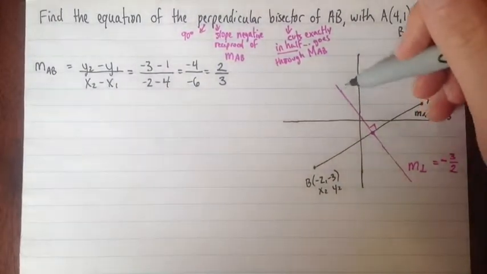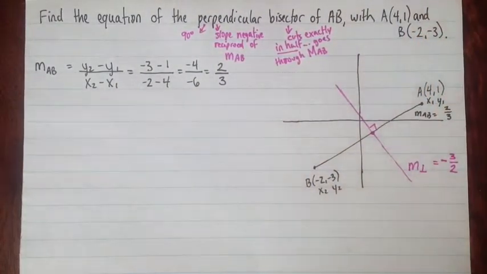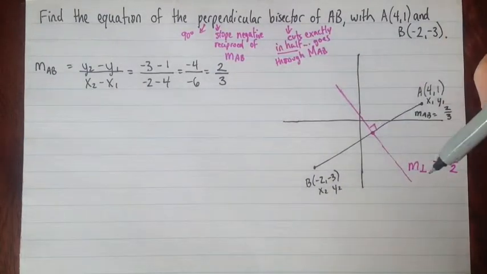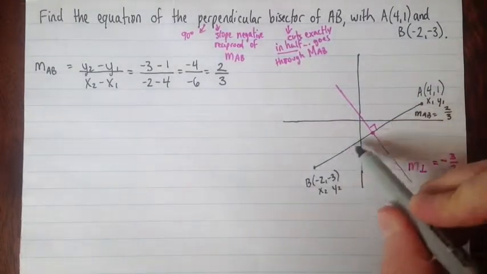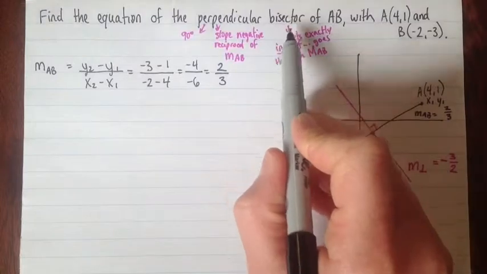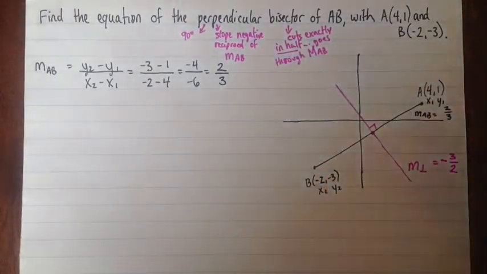Okay, so now we know the slope of our line, and to find the equation we need to know the coordinates of at least one point on the line. And the only one we can know without knowing anything else is the midpoint of AB. That's again because it's a bisector, so it cuts exactly in the middle.